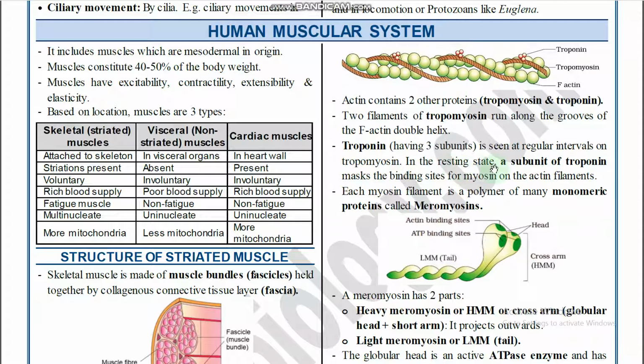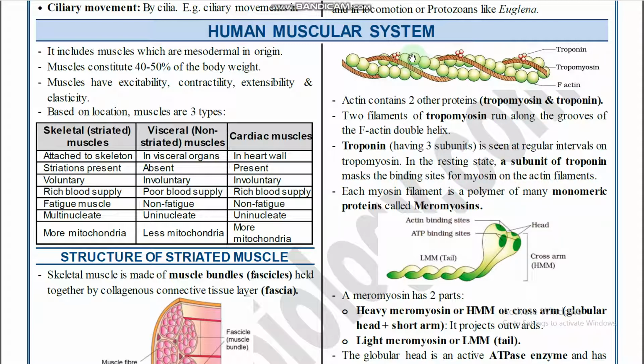In the resting state, a subunit of troponin masks the binding site for myosin on the actin filaments. That is the most important. Which protein covers or masks the binding site of myosin on the actin? That is a subunit of troponin. The troponin masks the binding site of myosin on the actin filament.